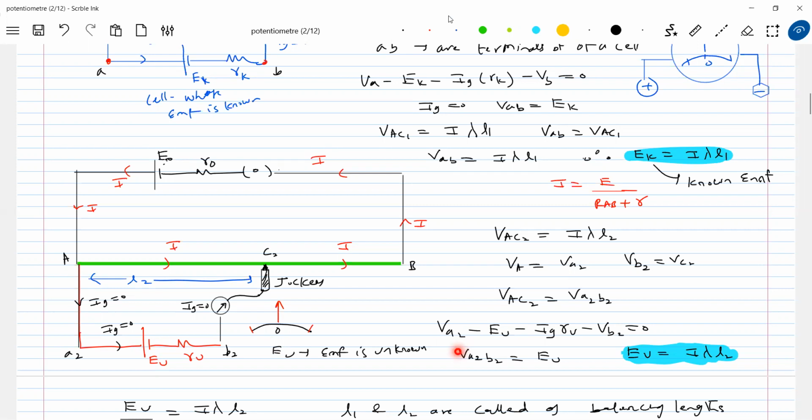So if you want to measure the EMF of a cell, you should make the terminal voltage equal to the applied EMF. That happens when the current through that cell becomes zero. How to make the current through a cell zero? By using a standard cell and the potentiometer wire. What is this green one? This is called the potentiometer wire. Okay, that's the basic idea.